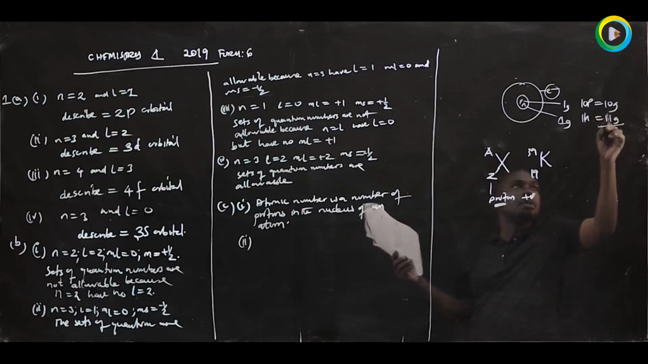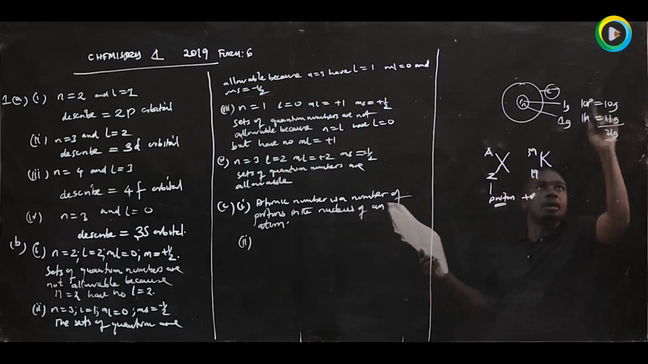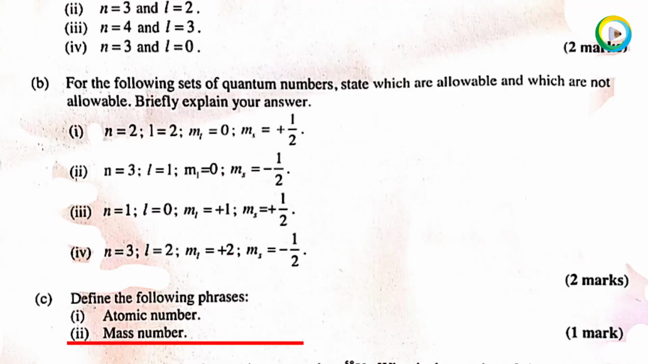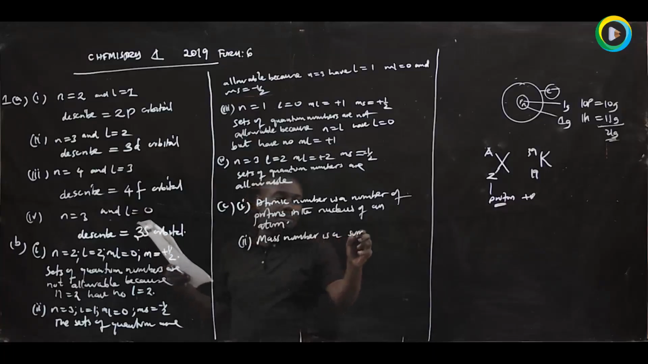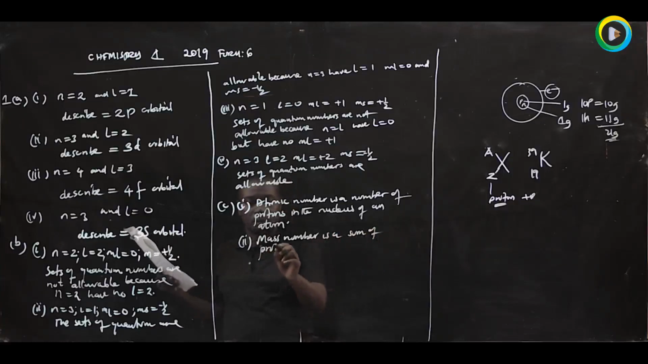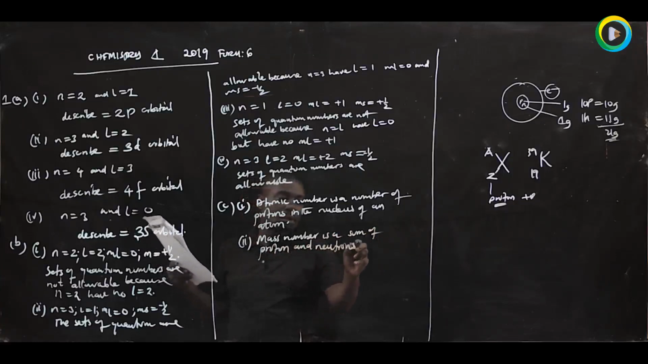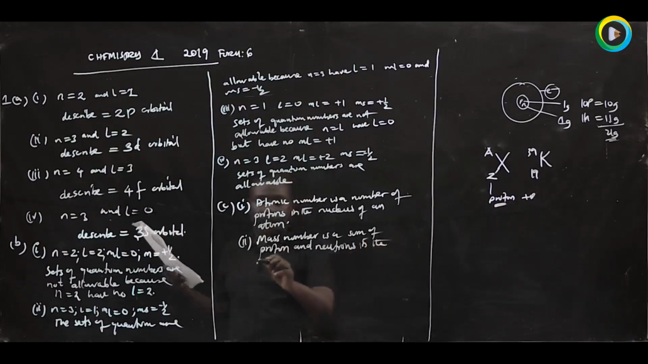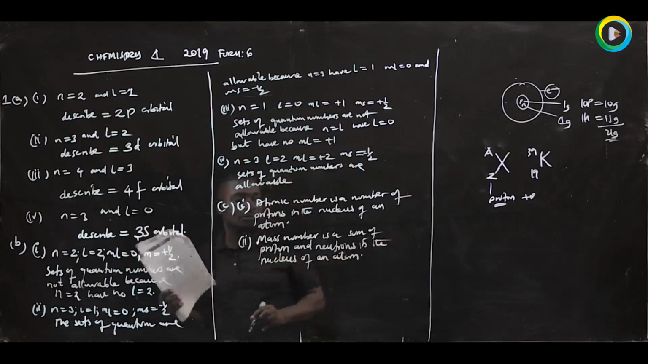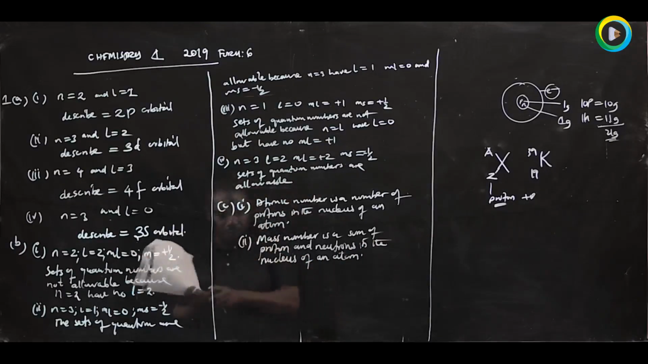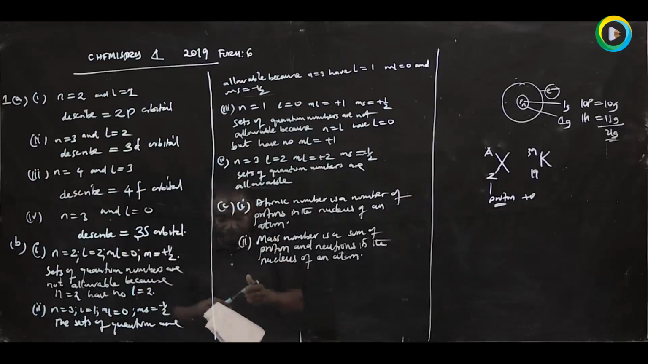This plus this one is equal to 20. Kwa hiyo is the sum of proton and the neutron. Mass number is a sum of proton and the neutron in the nucleus of an atom. In the nucleus of an atom.